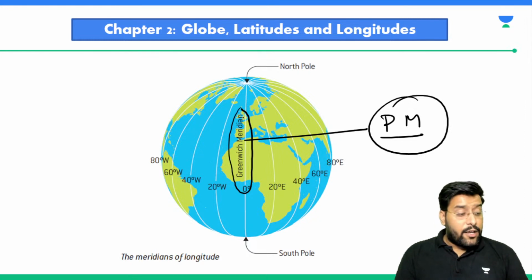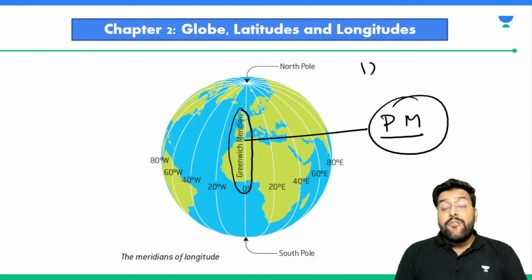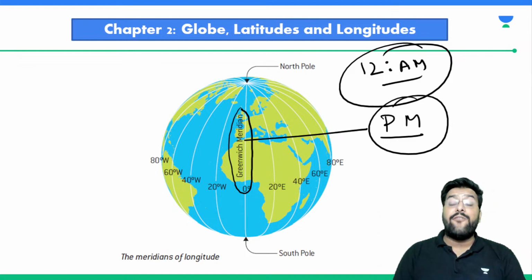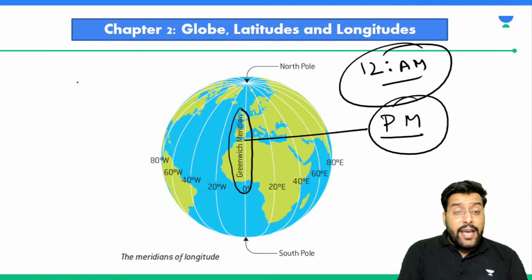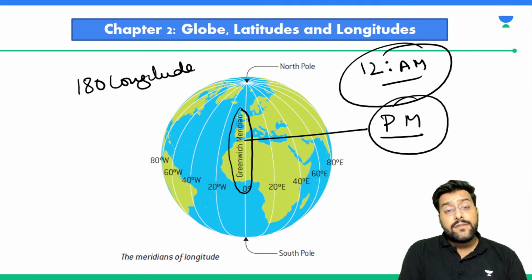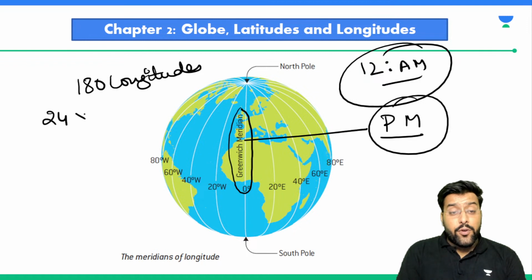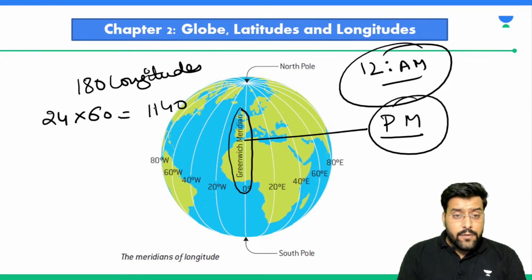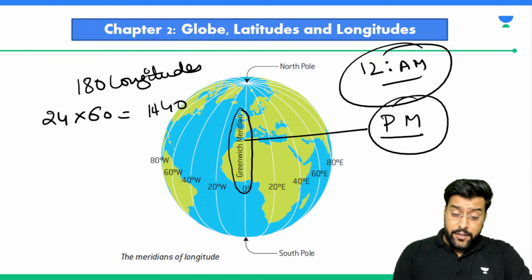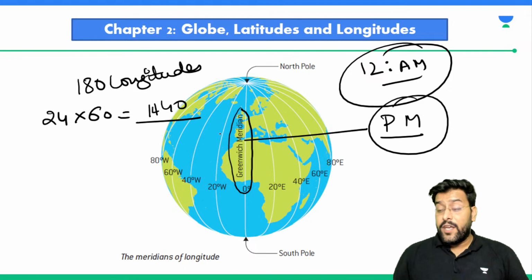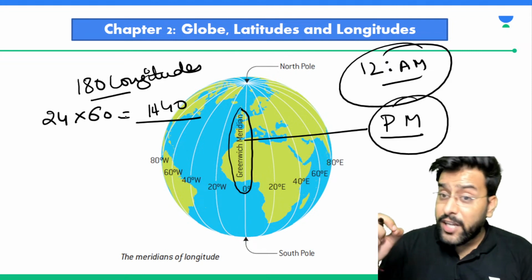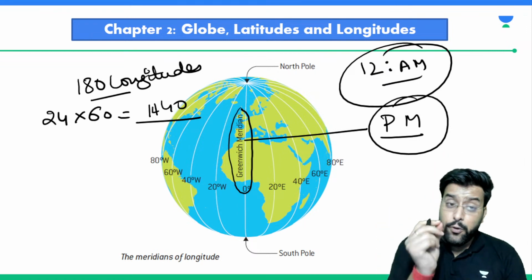So what happens is, for example, we took this reference point, the prime meridian. We assume that it is 12 a.m. at the prime meridian. It's not that if it's 12 a.m. at the prime meridian, the entire Earth will have only 12 a.m. Why? Sir, in total we have 180 longitudes and we have 24 hours. 24 hours, if we convert it into minutes, 60 into 24, it will be 1440. Let me just cross check. Yeah, 1440. So what is happening here is, the entire Earth has 180 longitudes and every longitude will have a different time. That difference will be of a few minutes only, but it will have a difference.